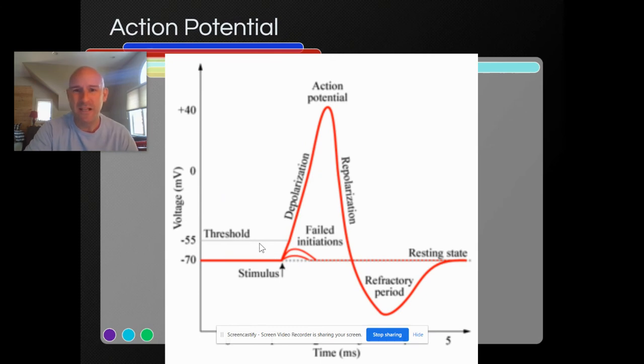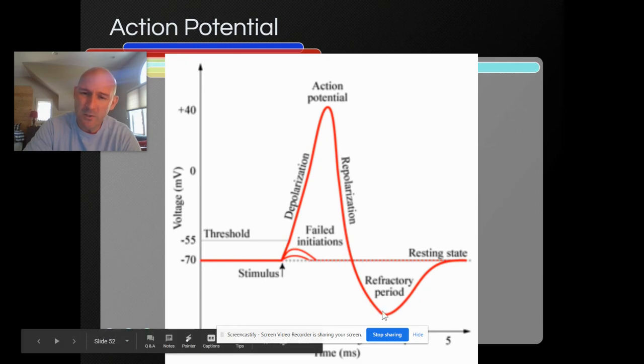One last thing, this is a good graph to know. We have our resting potential. We have our stimulus that, if it's not strong enough, the neuron doesn't fire. If it's strong enough, it hits the threshold. Depolarization is the opening of all the sodium channels. Then they close. Repolarization is the opening of all the potassium channels. Then they close. They tend to overshoot, become hyperpolarized, until they get back to their resting potential. That's it. That's how a neuron fires.